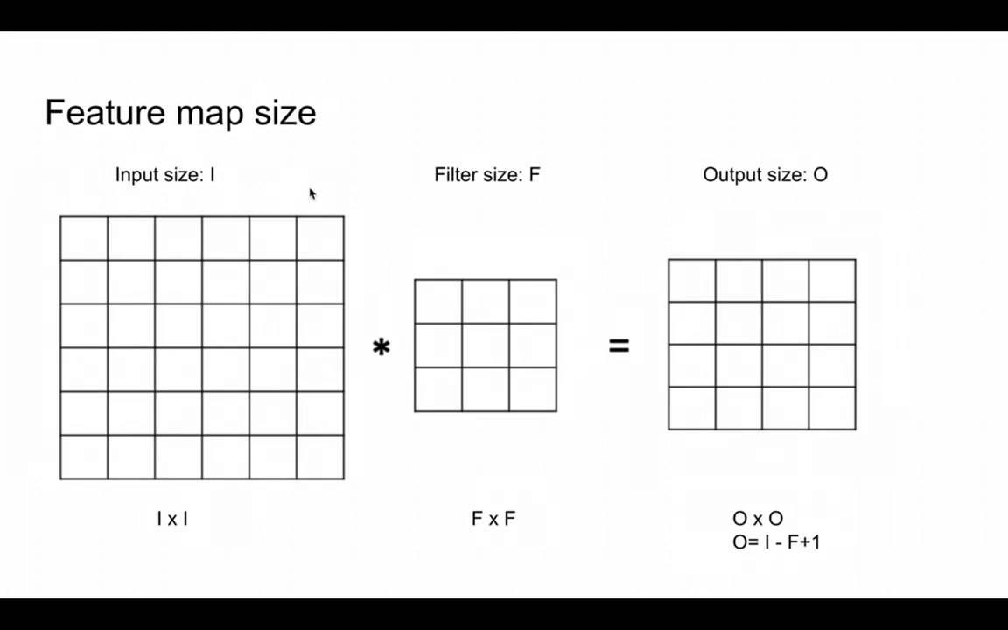How to calculate the feature map size? We can describe the input size I as an I by I image and apply a filter with the size f. The output size O depends on the formula I minus f plus 1.